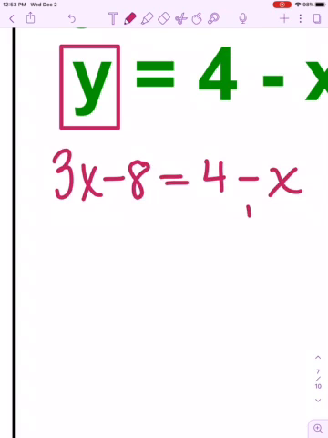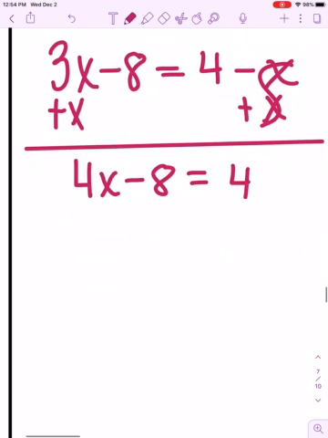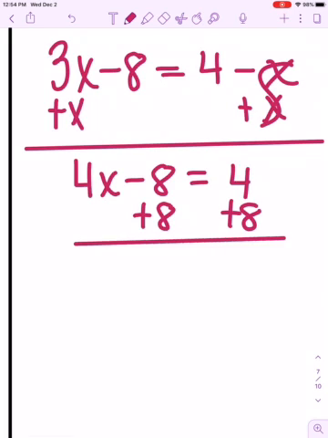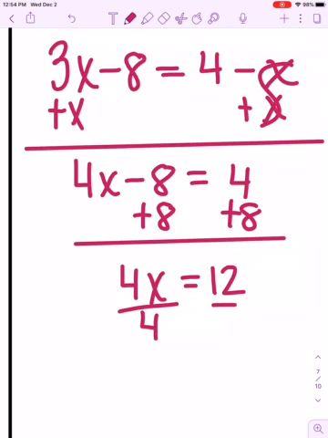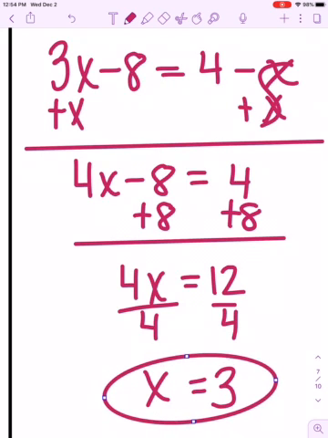My x's this time are not on the same side, so I'm going to go ahead and add this x over. You have to do the opposite to move it. So 3x plus x is 4x, minus 8 equals 4. Continue to solve. So add the 8 to both sides. So 4x equals 12. Almost there. Divide by 4. So x equals 3.